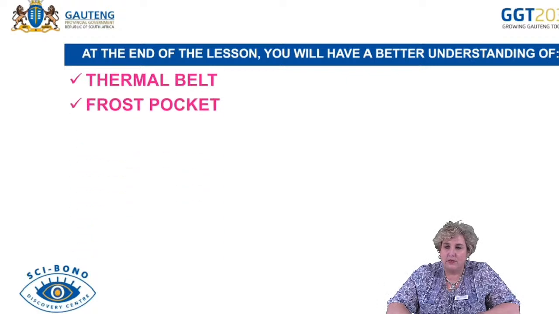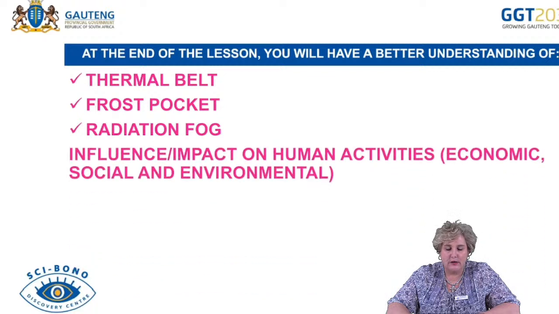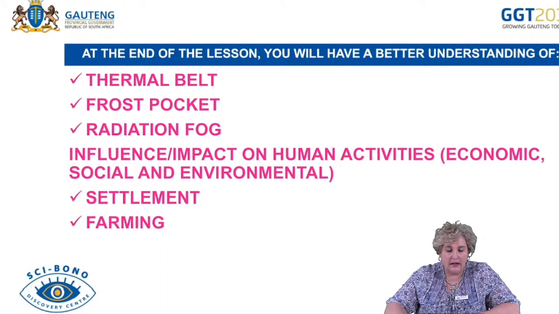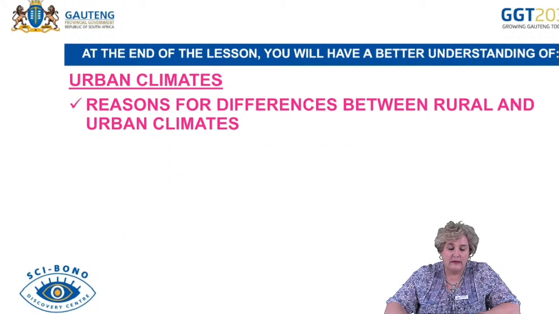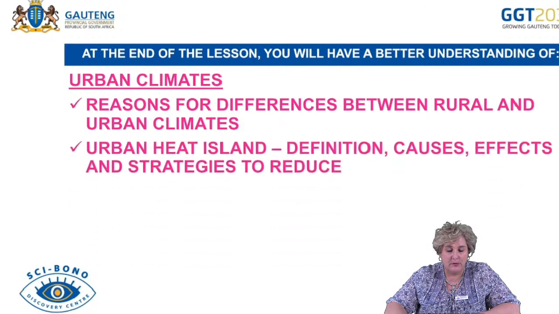We're going to look at the thermal belt, the frost pocket, radiation fog, and the influence and impact on human activities. The human activities, we're going to look at economic, social, and environmental. And then the influence on settlement and farming. Okay, let's start. We're also going to look at urban climates. What are the reasons for the differences between rural and urban climates?